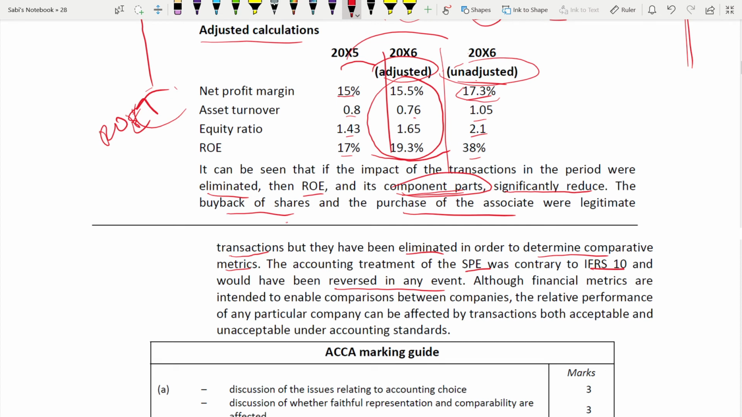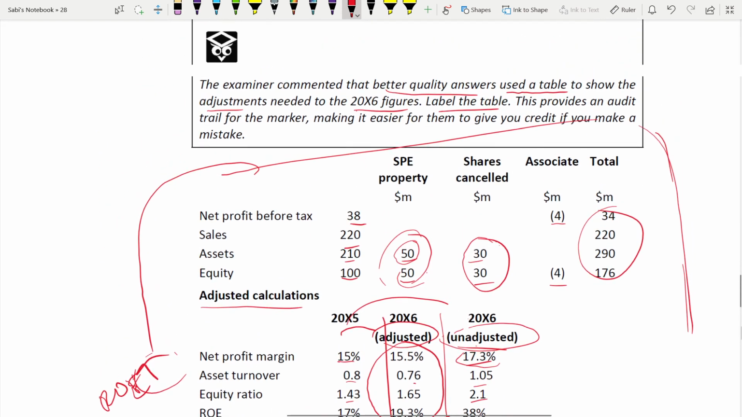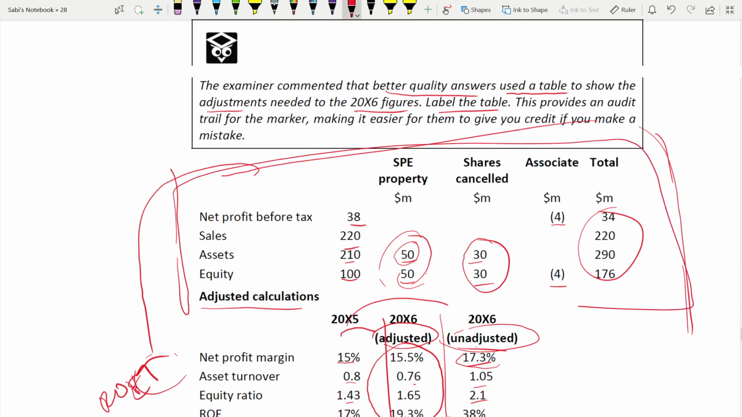Although financial metrics are intended to enable comparisons between companies, the relative performance of any particular company may be affected by transactions both acceptable as well as unacceptable under accounting standards. So the performance ratios can be affected by many things, whether acceptable or unacceptable under accounting standards. Both ways accounting ratios can be affected. Make sure that you know this. This matters a lot. This table, how you eliminate it, matters a lot.